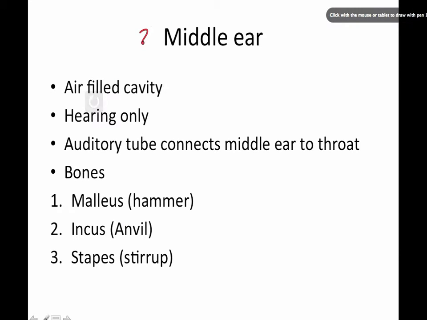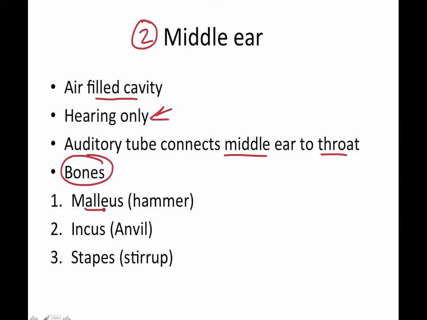Then we have the middle ear. The middle ear is an air-filled cavity. It also deals with hearing only, and the auditory tube connects the middle ear to the throat. The bones are the malleus, which is the hammer, the incus, which is an anvil, and the stapes, which looks like a stirrup. So these are the three smallest bones in your body.